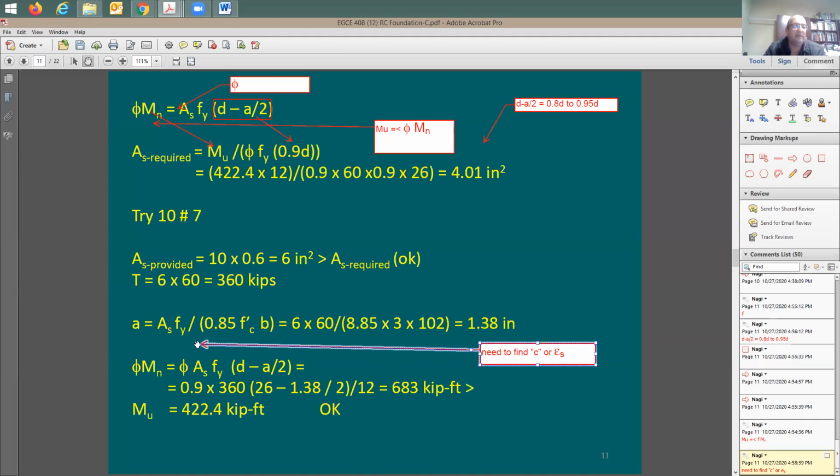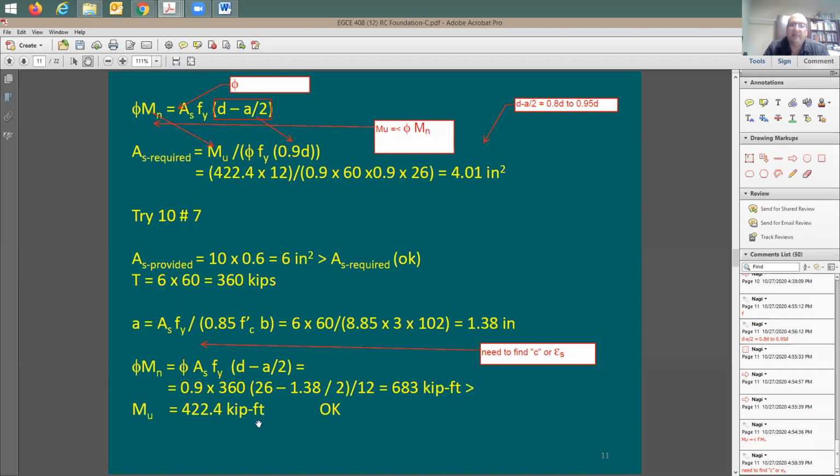Don't forget it. If you're doing any analysis in this course, you need to provide the c factor or calculate the strain in the steel and provide a way to confirm that phi factor is gonna be equal to 0.9 in this case. So I'm not gonna be going through this. You know how to do now the moment equation: phi factor, tension force, d minus a over 2, and of course divide by 12, and here's the phi Mn that you have. So you have a resistance of 683 kip-feet versus demand of 422.